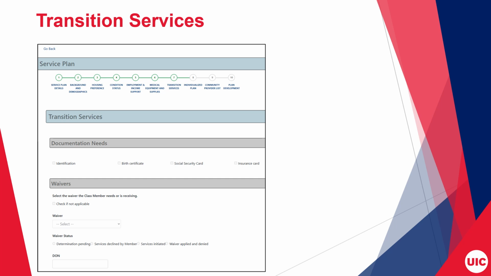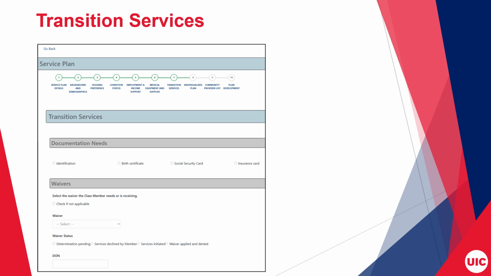Transition Services provides a space for care managers to document the needed supports and services as well as the current status at the time of planning in a checklist manner. Services and supports are sorted by domain, such as mental health services or specialty clinics. If the class member has or needs a service, click the corresponding box to the left of that service. Then select the status from planned, current, declined, or unavailable.